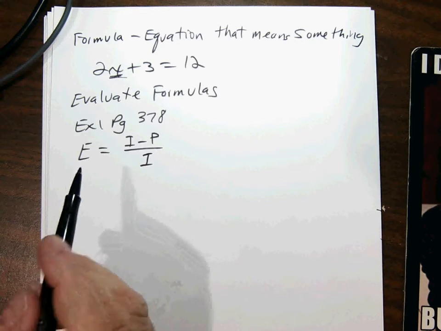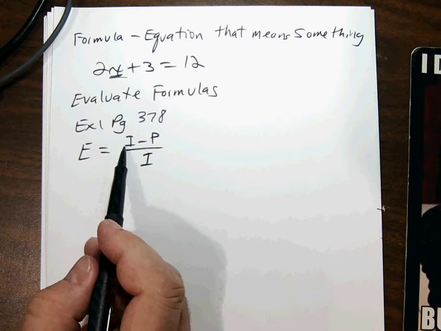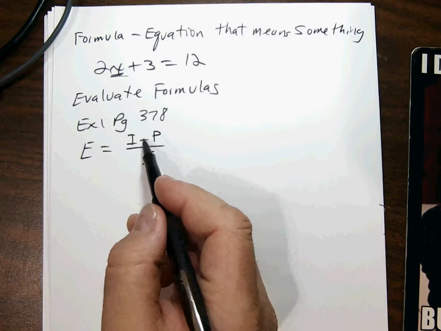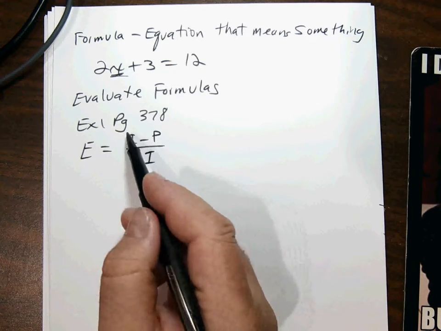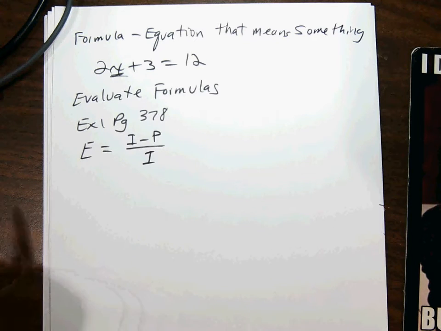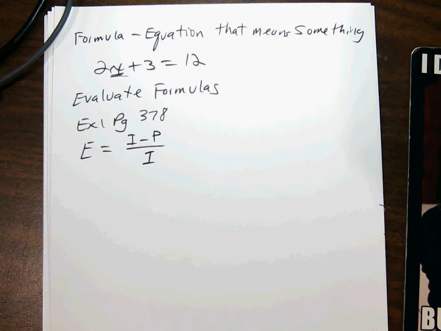Okay? So, think about it. If you put some energy into the engine of your car, let's say, and all of that energy went into making the car go, then you would have no output heat, and you would have no losses. This P would be 0, and you would just have I divided by I, which is 1, and 1 as a percentage would be 100%. Efficiencies are always shown in percentages. So you have a 100% efficient engine, which is not possible.